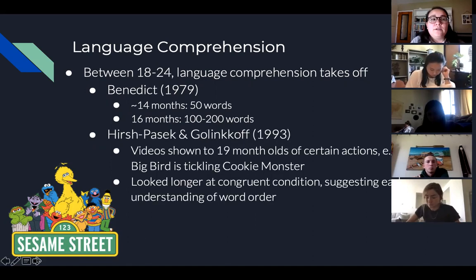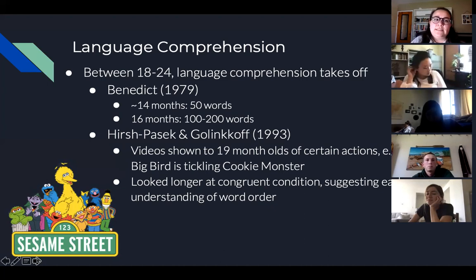And so there's another study related to this by Hirsh-Pasek and Golinkoff. In this study, they showed videos to 19-month-olds, so about a year and a half old kids, and they showed them videos that were depicting certain actions. So for example, Big Bird is tickling Cookie Monster. Cookie Monster is playing with Oscar, whatever other Sesame Street characters.